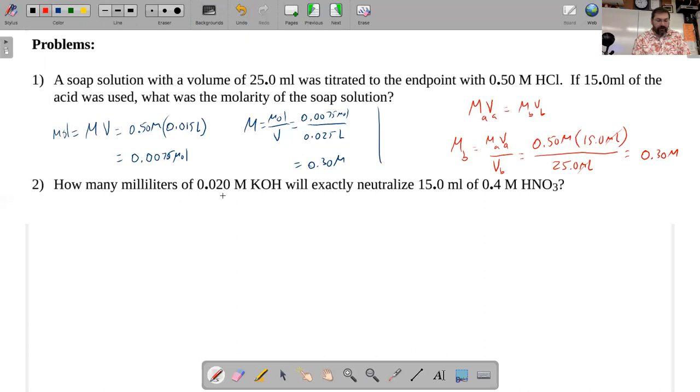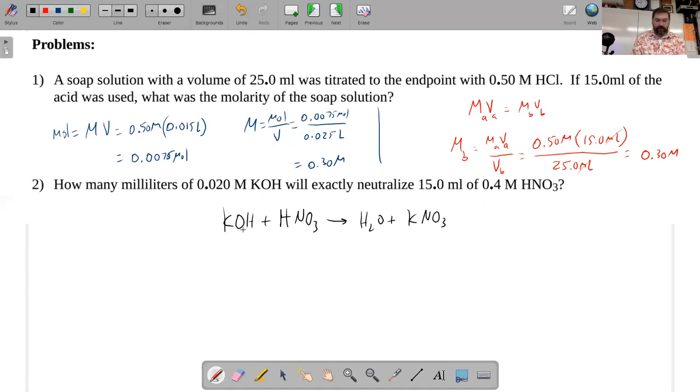How many milliliters of 0.02 molar potassium hydroxide will completely neutralize 15 milliliters of 0.4 molar nitric acid? I'm going to write that equation out just so you see the plan. You have potassium hydroxide and nitric acid. They react to form water, H2O, plus some kind of salt. And the salt is made of the potassium and the nitrate. So it's KNO3. The potassium goes with the nitrate.